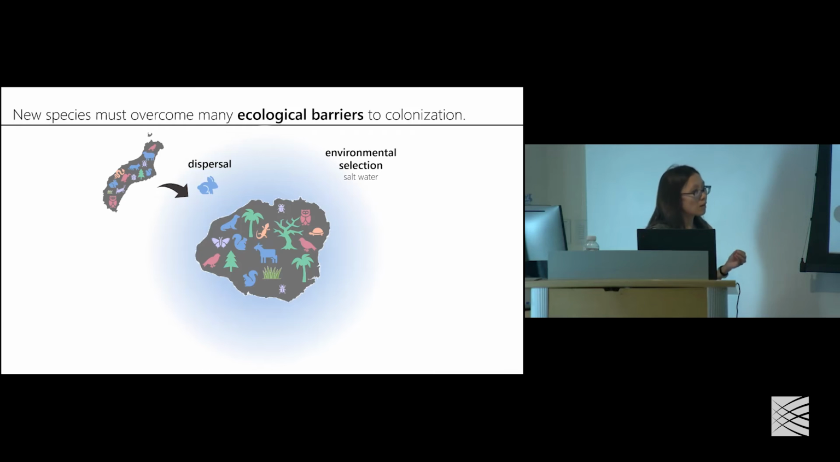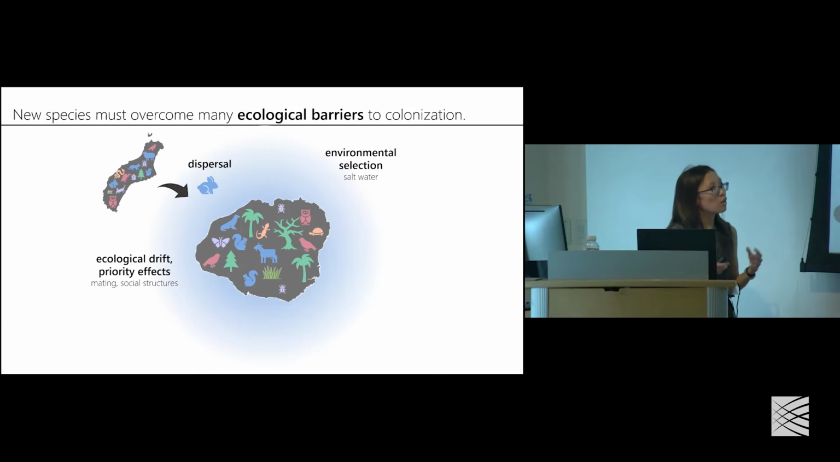So new arrivals are going to face a lot of challenges in establishing viable populations. And I would argue that these are especially acute for newly arrived individuals when the overall population of the species is low. And so for these new arrivals, ecological drift is very high. There's a very large chance that they'll die out before leaving offspring. And they're also very subject to priority effects.